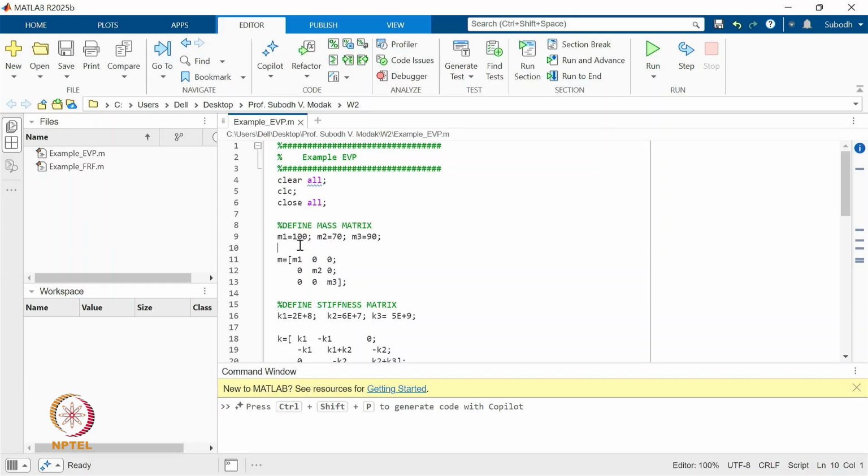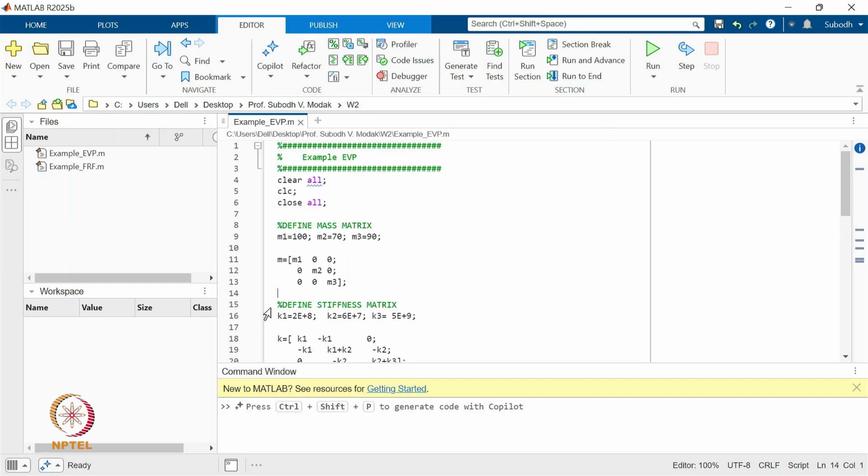It is always good practice to have a good number of comment statements, so that when we look at the program, it becomes easier to understand what those statements are for. So we are defining the masses M1, M2, M3, and then we are defining the mass matrix: M1 0 0, 0 M2 0, 0 0 M3.